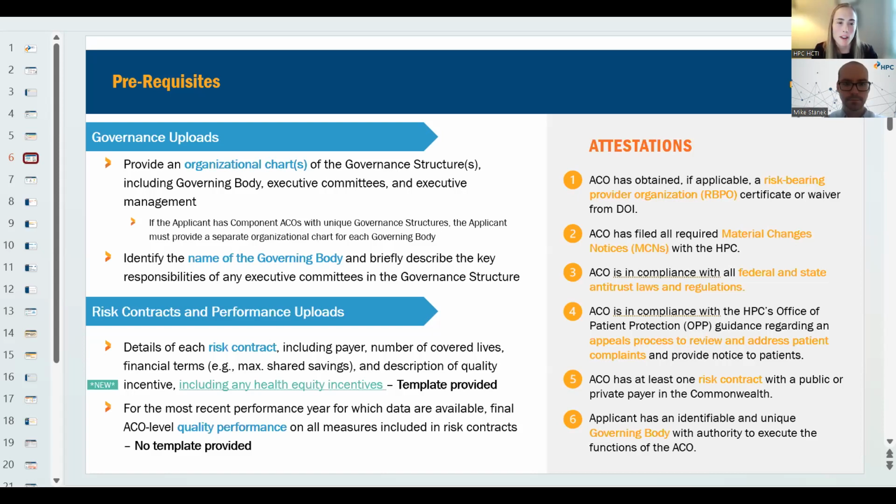Lastly, applicants are asked to upload a final ACO level quality performance on all measures included in risk contracts for the most recent performance year. We don't have a template that we provide, so we just ask that you upload the most recent summary report of that information available.